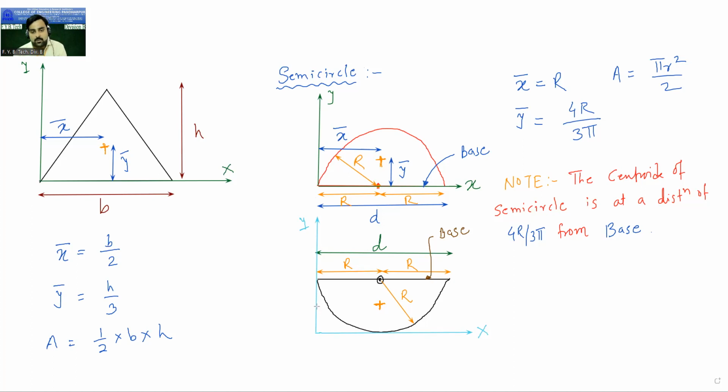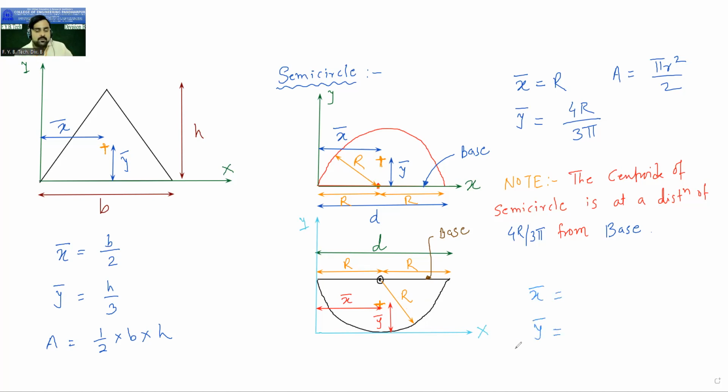So here from the y axis, this is the distance of the centroid. This is your x bar. And from the x axis, this is my x axis. From the x axis, whatever this vertical distance of the centroid is, this is my y bar. Now I want these distances, x bar and y bar. Area will be the same, pi r square, as this is also a semicircle. So now here, x bar is equal to what and y bar is equal to what?